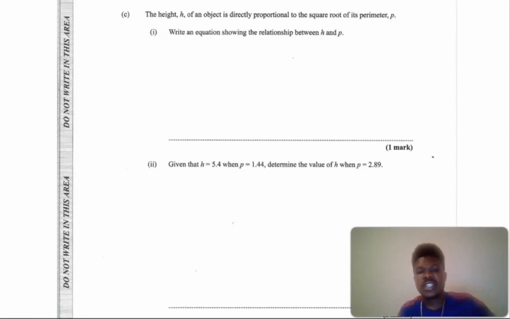So height h is directly proportional to the square root of the perimeter p. Now, if we turn it into an equation, there's going to be a constant of proportionality, which you normally use k to represent. There's going to be h is equal to k times square root of p, and that's our equation.